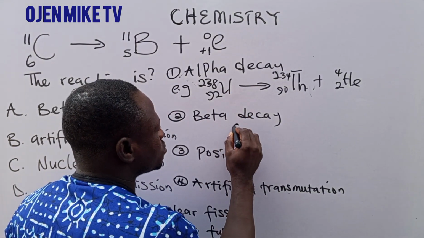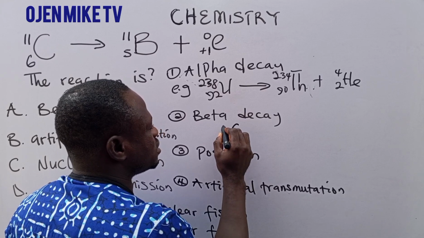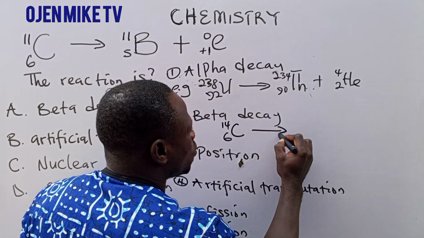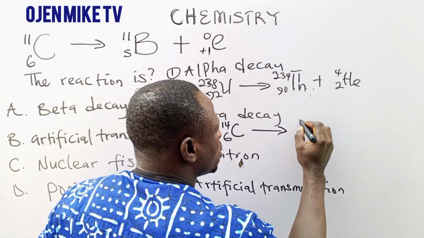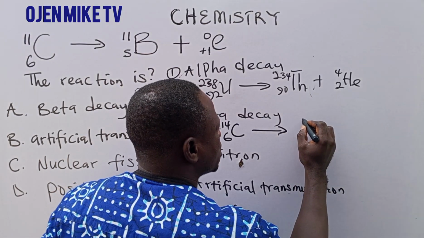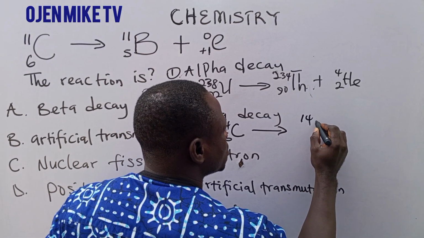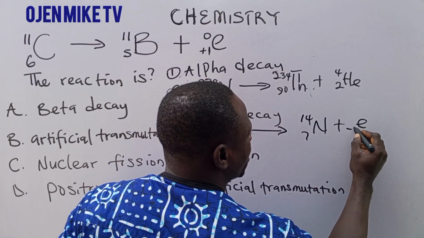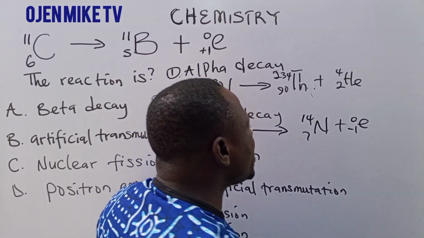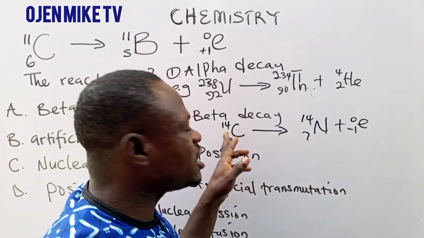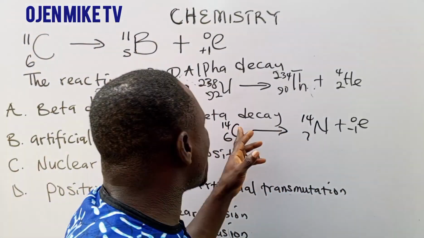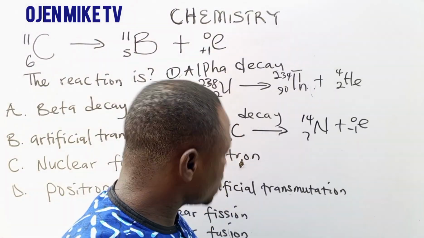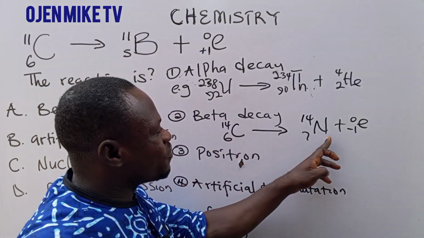We have carbon, with atomic number 6 and mass number 14, an isotope of carbon. It undergoes a reaction to give you nitrogen 14, atomic number 7, plus an electron, minus 1, 0. So anytime you see an equation like this, it signifies beta decay. Are you following? Beta decay.